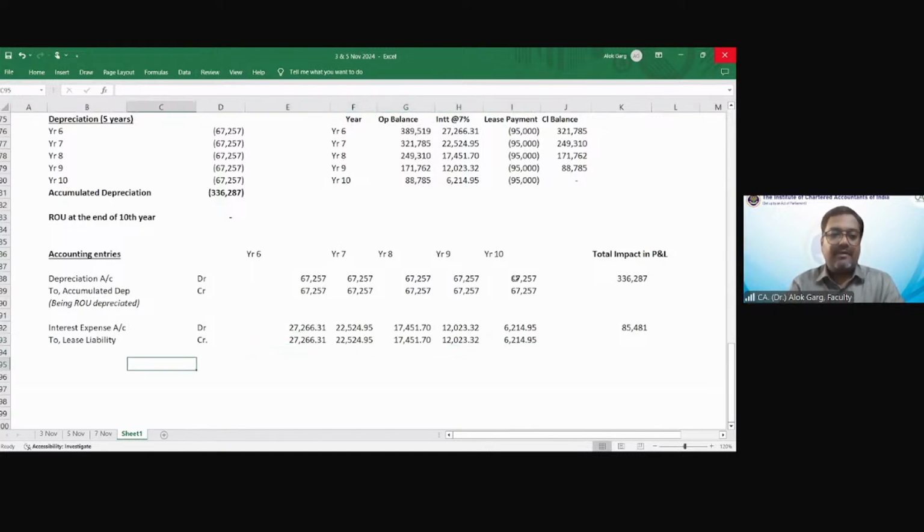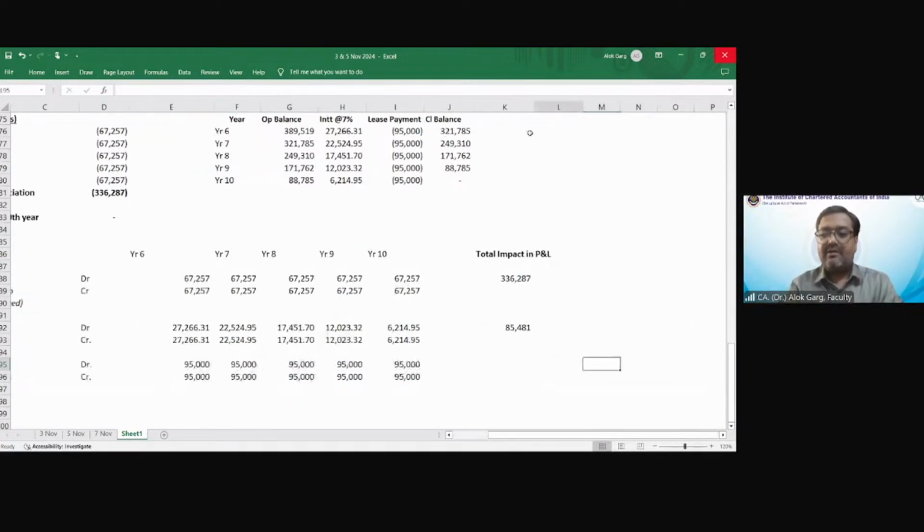Okay, what is the next entry? Lease liability account debit to bank account. What is the payment? 95,000. Okay. Same payment.